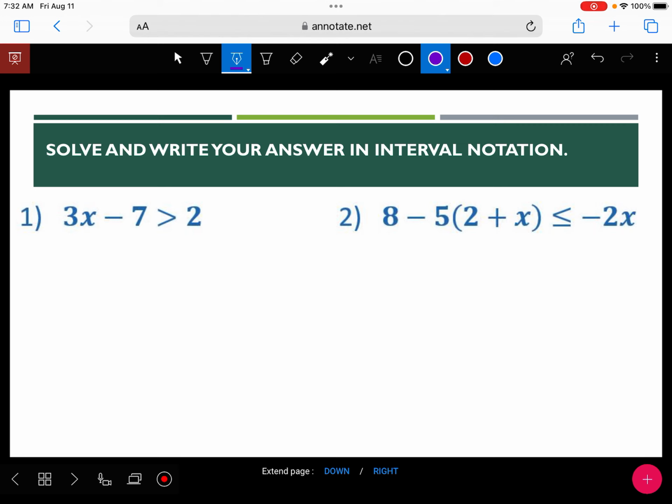All right, so let's go ahead and answer these 2, and then we'll end there. So now we're just solving inequalities, and then you're going to write your answer in interval notation.